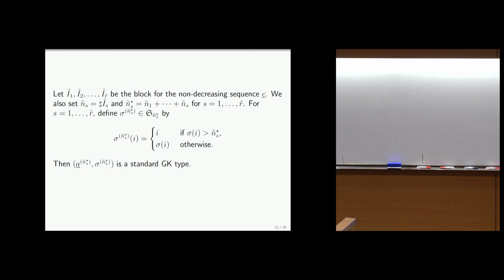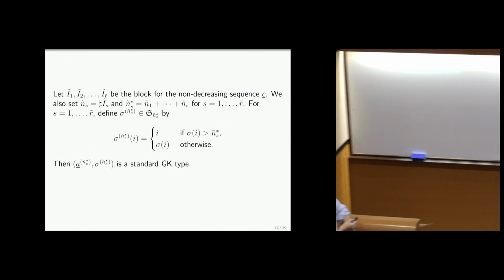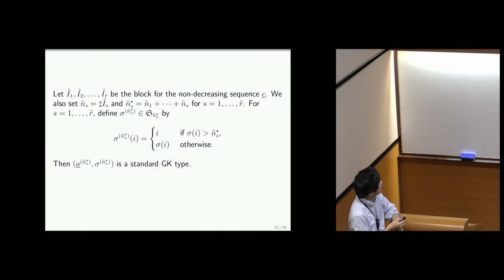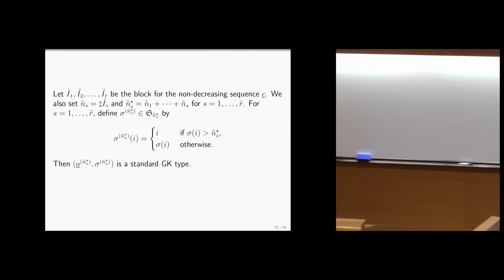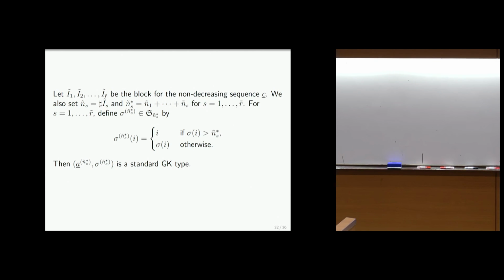So define S of S_Ñ*_s in this way. This is actually an involution, this symmetry is an involution of size Ñ*_s, and this is also a standard GK type of size Ñ*_s.